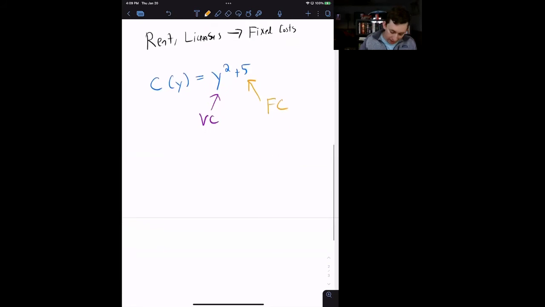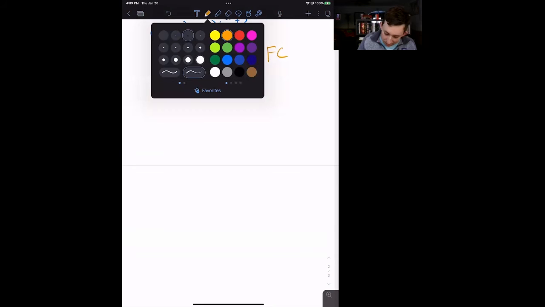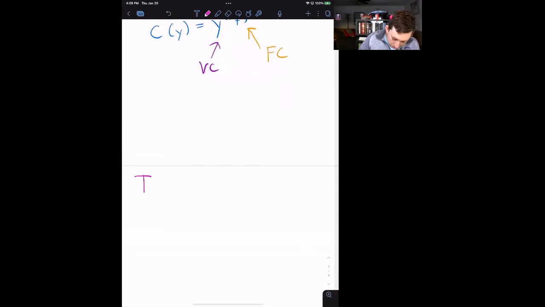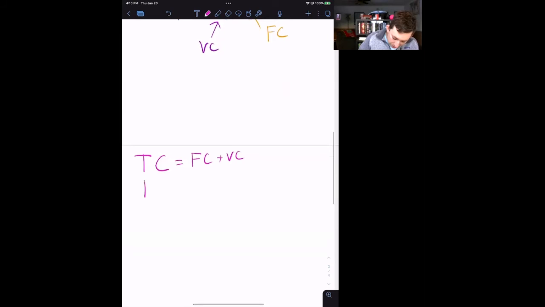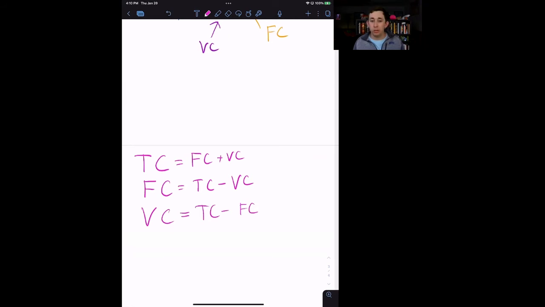Now let's put what we just talked about into more mathy terms, mathy being the technical term. I'm going to denote TC, which stands for total cost, as fixed cost plus variable cost, which probably makes a lot of intuitive sense. Notice that I can also rearrange this to say that fixed cost is equal to total cost minus variable cost. And similarly, variable cost is equal to total cost minus fixed cost. So if I know two of these costs, total cost or fixed cost, I can find the third, variable cost. And with any combination of knowing two costs, I can find that third cost using these equations.